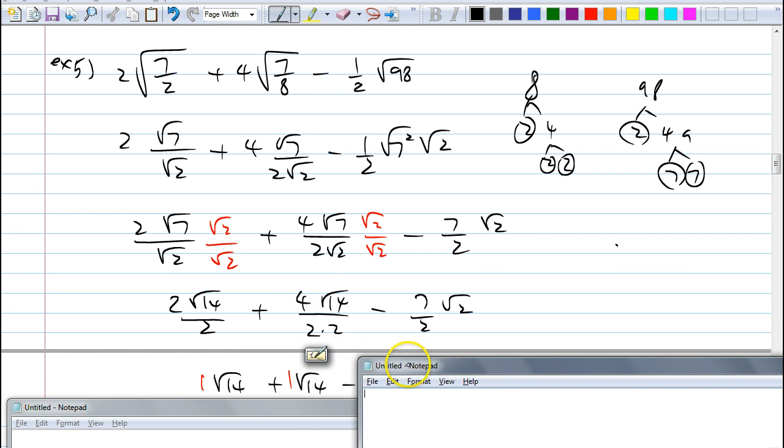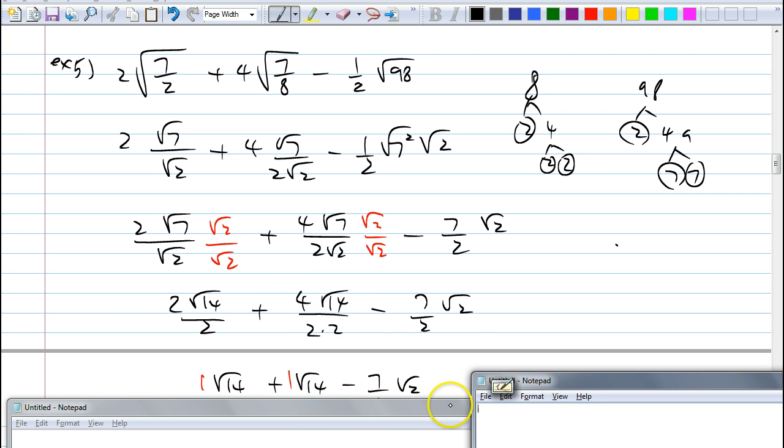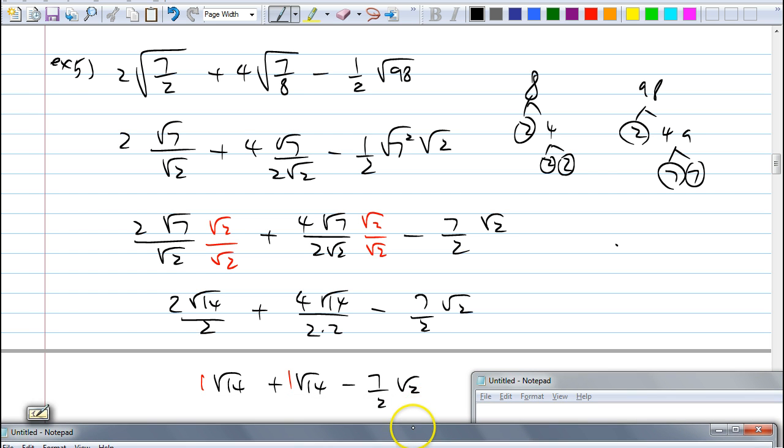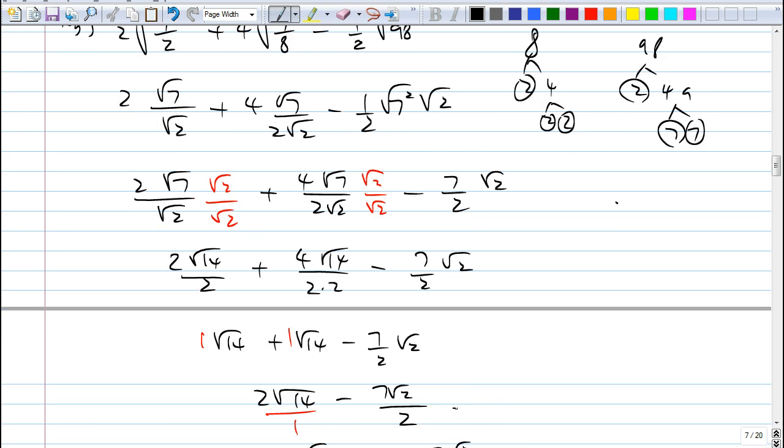It becomes rad 14 because 2 times 2 is 4, right? You get 4 over 4, which is 1. 1 times rad 14 is rad 14. The other one stays the same. Now, what is 1 rad 14 plus 1 rad 14? 2 rad 14. Good.